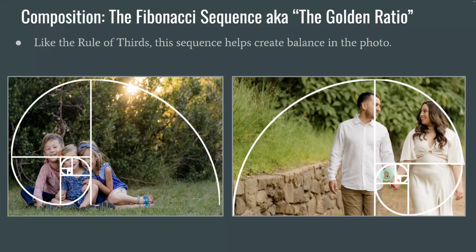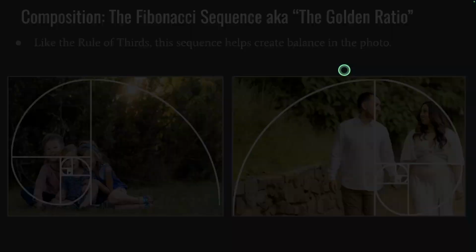Very similar to the rule of thirds. You see how this is kind of in the lower third corner? They're very similar, so it's okay if they overlap a little bit. But I don't want you to think of this as you have to take a picture of something that's a spiral.